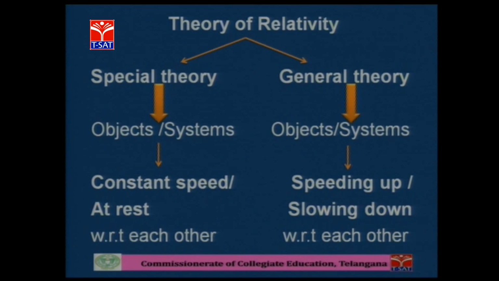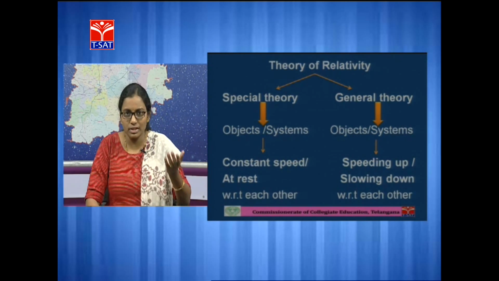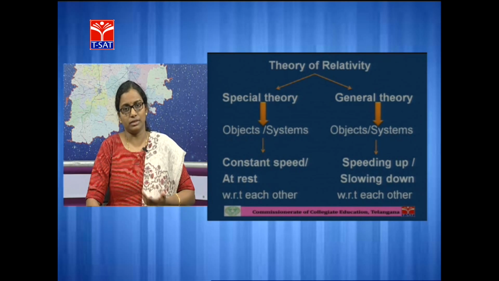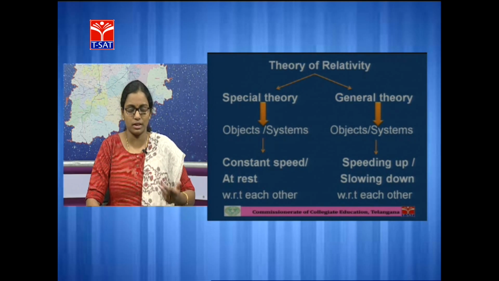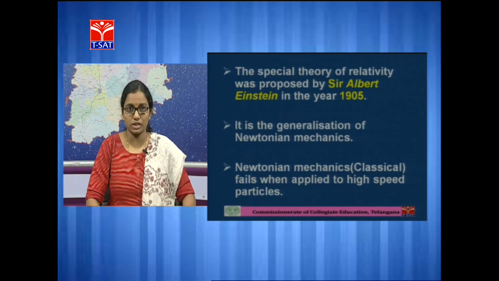In the special theory, we deal with objects or systems which are moving with constant speed or constant velocity, or objects which are at rest with respect to each other. Similarly, in the general theory of relativity, the system is moving with some speed which is increasing, or it is getting accelerated or decelerated, as I have pointed out in the slide, speeding up or slowing down with respect to each of the objects present in that system. If they are speeding up or slowing down with respect to each other, it comes under general theory of relativity. Now let us go to our topic of concern today, the special theory of relativity.